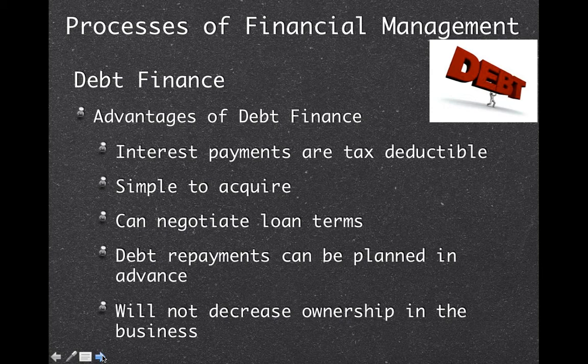It's usually simple to acquire. You go to a bank and you apply for a loan. You can negotiate the different terms of the loan. You have control over doing that. And the repayments can be planned in advance. You can have a projected cash flow statement, which shows that you have outgoings at particular parts of the year, and you know that that is the repayment on your debt.